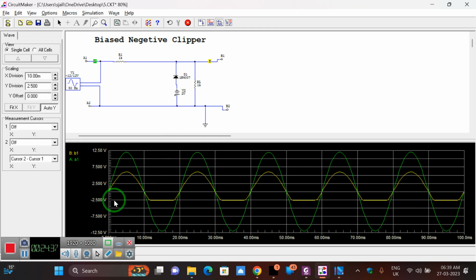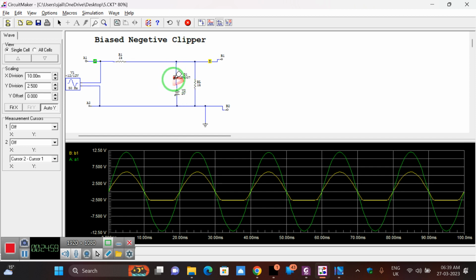See how much is the battery voltage? 2, but it is keeping 2.5. Why? Because the diode has a cut-in voltage. Germanium and silicon, two types of diodes we have. Silicon is 0.6 and germanium is 0.8. So that 0.6 volts plus this 2 volts is added up and the remaining portion is deleted.